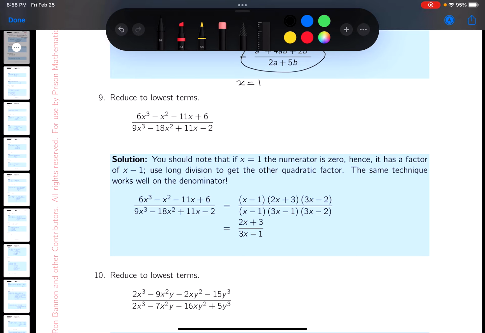And why do I say that? If you look at that, that would be 6 minus 1 minus 11 plus 6, and clearly that's going to be 0. I mean, 6 plus 6 is 12, minus 1 minus 11 is minus 12. It's 0. So now I know there's a factor on top of x minus 1.